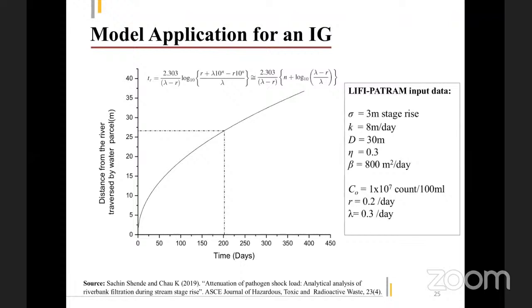So this particular equation, as you can see, is used to estimate the time required for the travel of water to an infiltration gallery. From the plot, the distance required for 10 log cycle reduction in E. coli concentration was found to be around 27 meters.